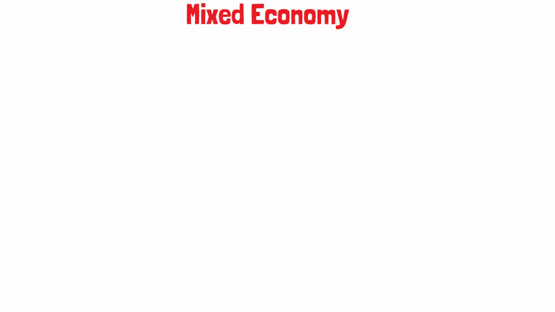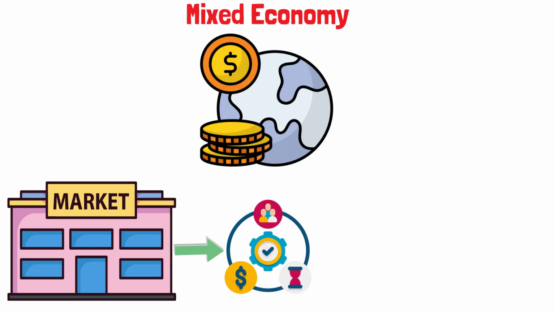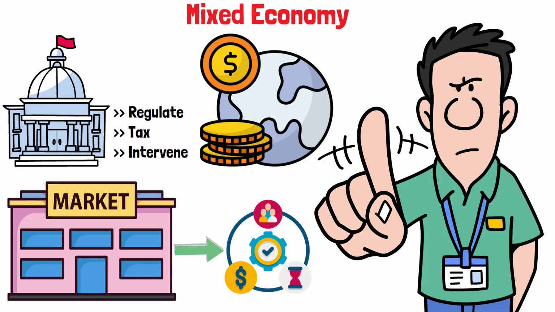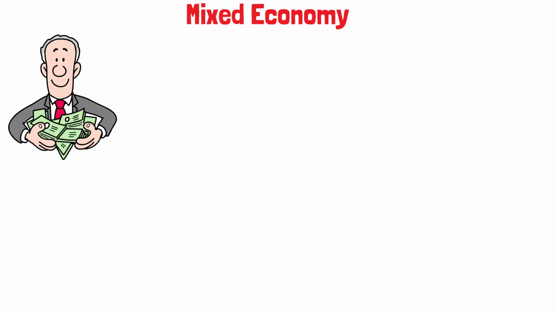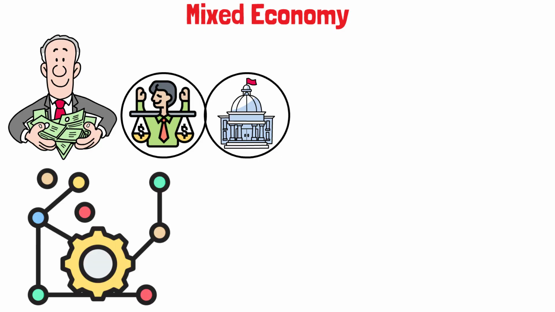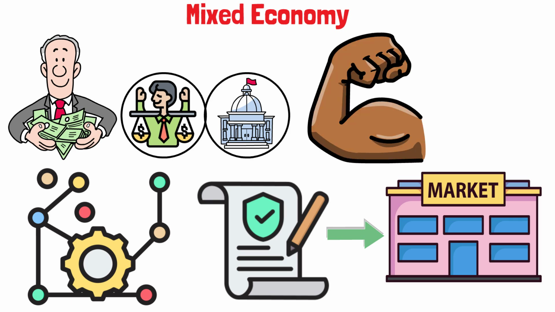Mixed economy. Most modern economies live here. Markets allocate most resources. Governments regulate, tax, and intervene when needed. This system accepts that no single model works alone. It borrows efficiency from capitalism and stability from government intervention. Its weakness is complexity. Policy mistakes can distort markets, but flexibility is its strength.